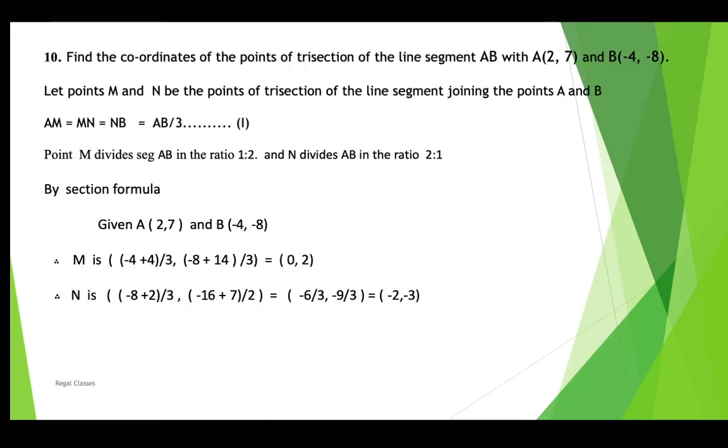Find the coordinates of the points of trisection of line AB. Trisection means it divides into three parts. So AM is equal to MN is equal to NB, where M and N are those 2 points which are the trisection points. That means M divides AB in the ratio 1 is to 2, while N divides AB in the ratio 2 is to 1. Once you understand this, it's very simple, just apply the formula. Then it's only mechanically applying the formula and calculating the values.